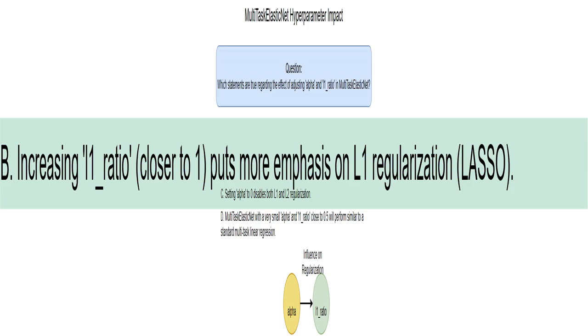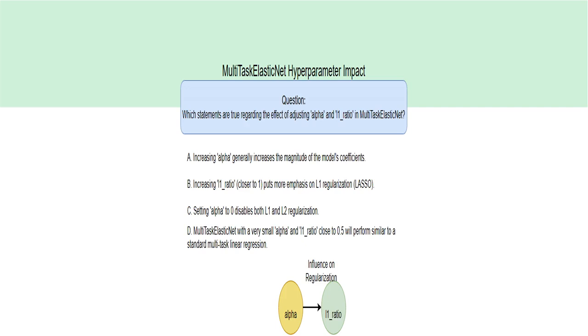This is also true. A very small alpha weakens the impact of both L1 and L2 regularization, and a L1 ratio near 0.5 provides a balanced blend between them, making the model behave similarly to a regular linear regression model because there is very little penalty applied to the model coefficients. This is false.